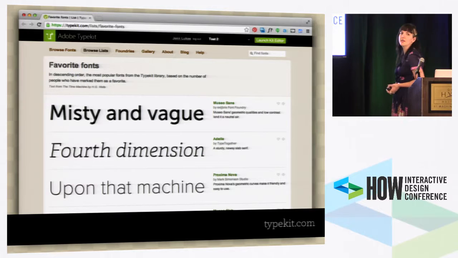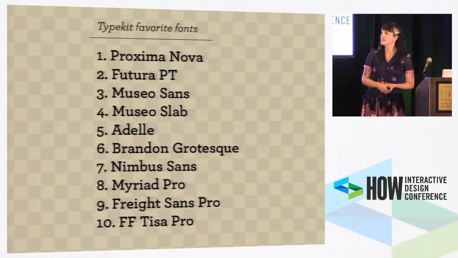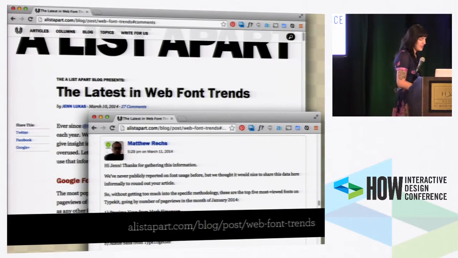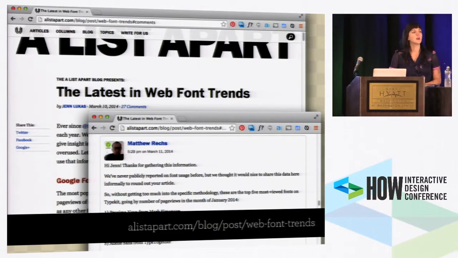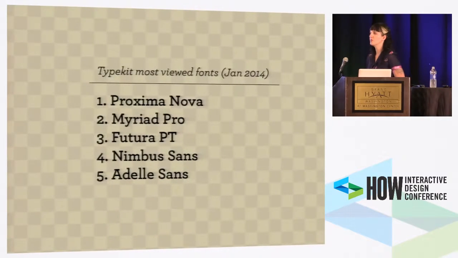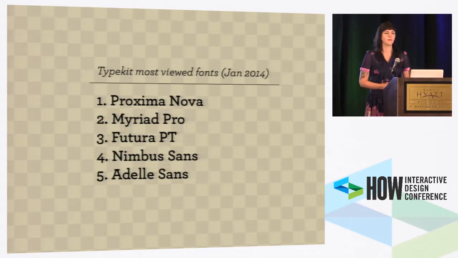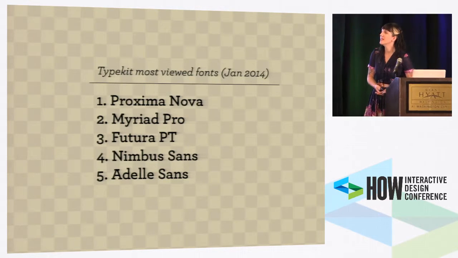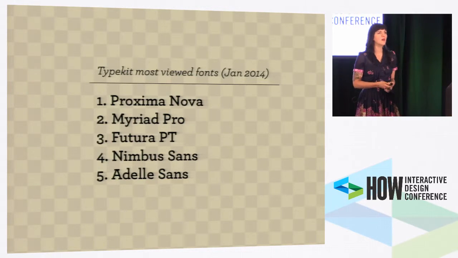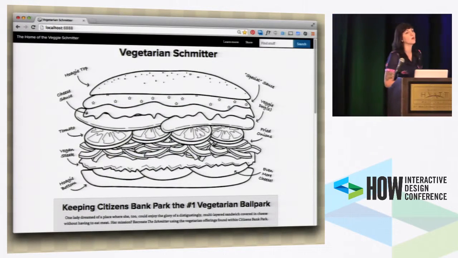Typekit also has this information. They tell you what the most favorited fonts are on the site. So you can see the list here. I did a blog post about this on the A List Apart blog, talking about where you can find all this information, and Matthew Rex from Typekit also provided some information about what the most viewed fonts on Typekit are. So what we can do with this is we can say, you know what, it looks like a lot of people are using Proxima Nova and it's working out really well for them. Why don't we try and see how it looks on our site and see if that font works well for us?